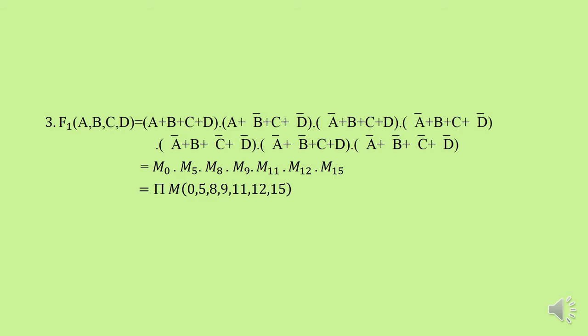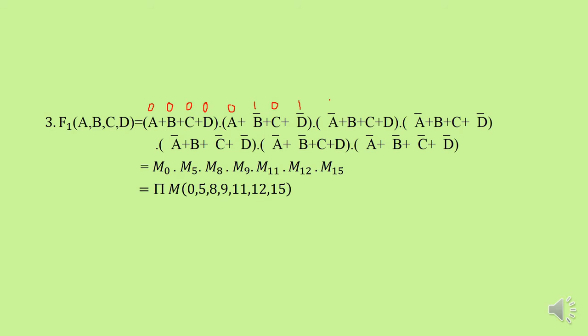A means it is a single variable, so a single variable is represented by 0. So it is 0. B is also a single variable, 0. C is also a single variable, and D is also a single variable. So it is 0 0 0 0. Next, it is 0. B is bar, so it is 1. C is a single variable, so it is 0, and D is bar, so it is 0 1 0 1.